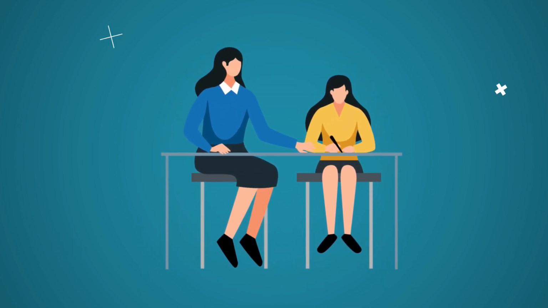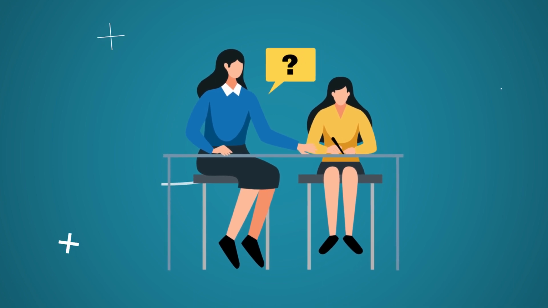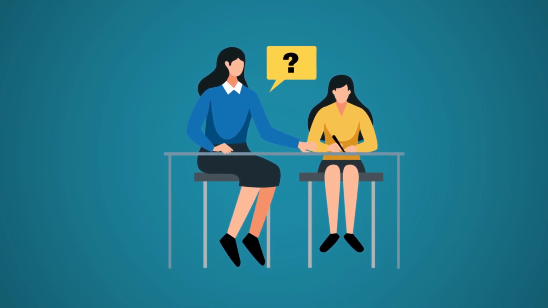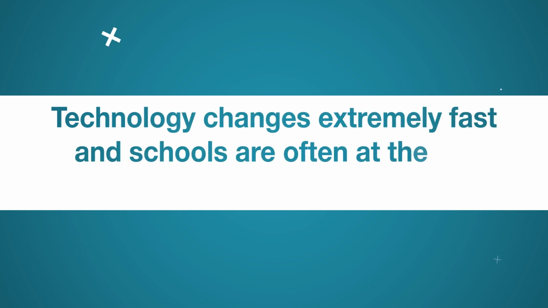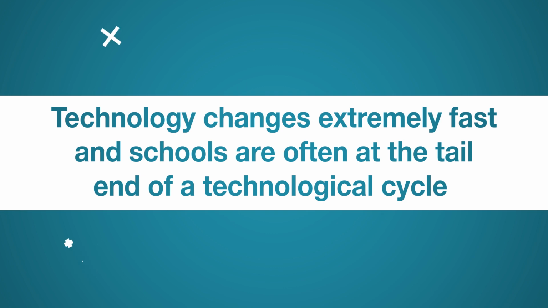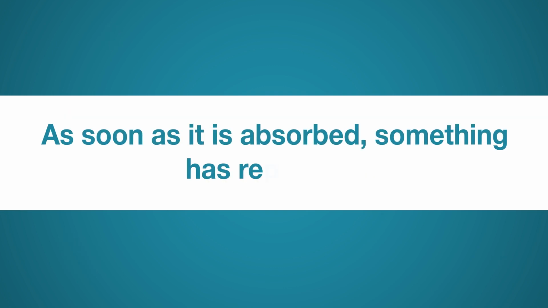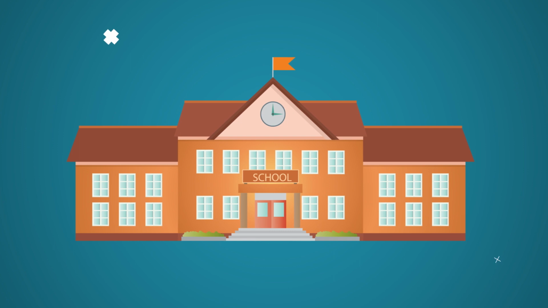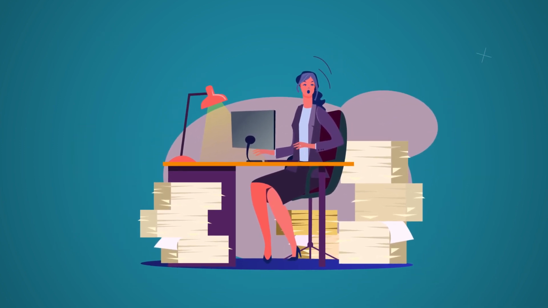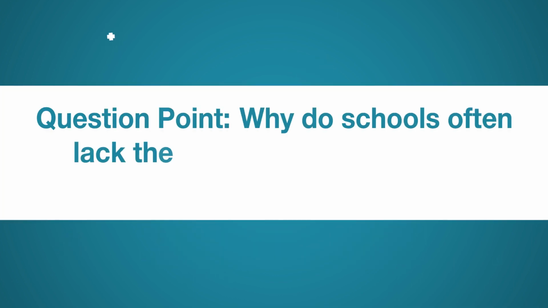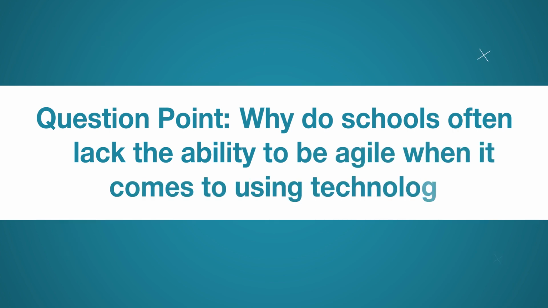Using anything new in the classroom, technological or otherwise, is a gamble when you are managing a class of young people. Taking risks with technology, which may or may not work in the way you hope, is a higher stakes gamble than most. Technology changes extremely fast, and schools are often at the tail end of a technological cycle, so that as soon as it is absorbed, something has replaced it. Schools are not always agile places in this respect. Also, we must remember that some people are not confident with ICT in or outside of their work. Question point. Why do schools often lack the ability to be agile when it comes to using technology?